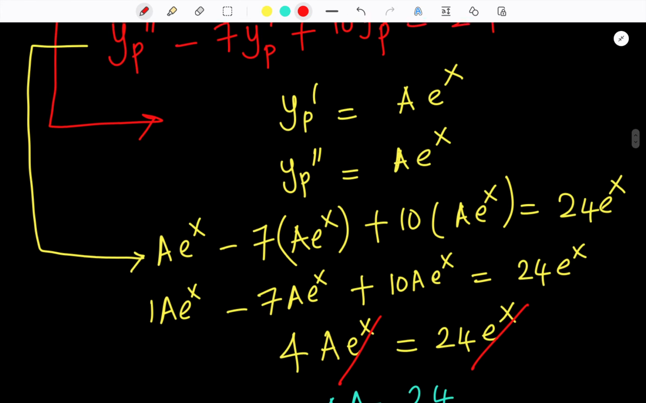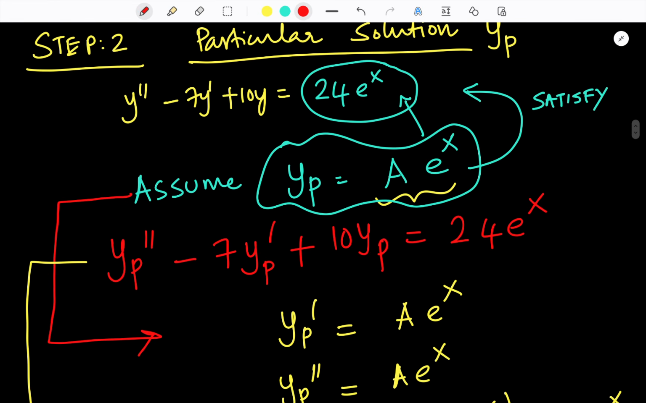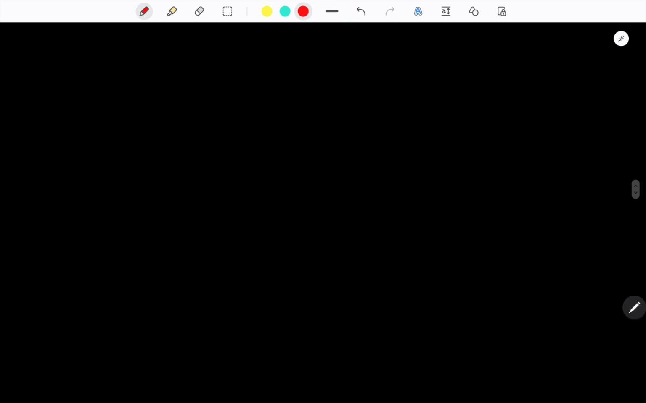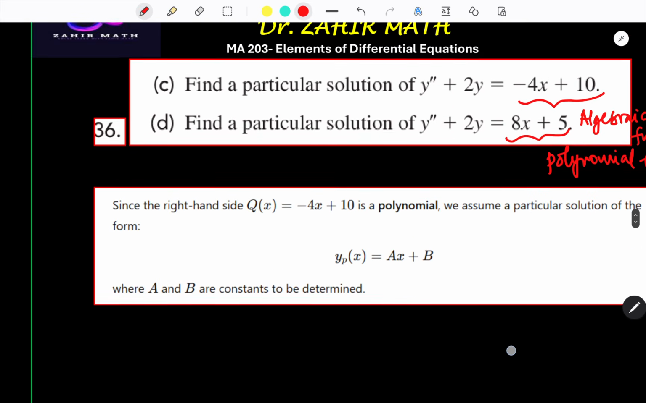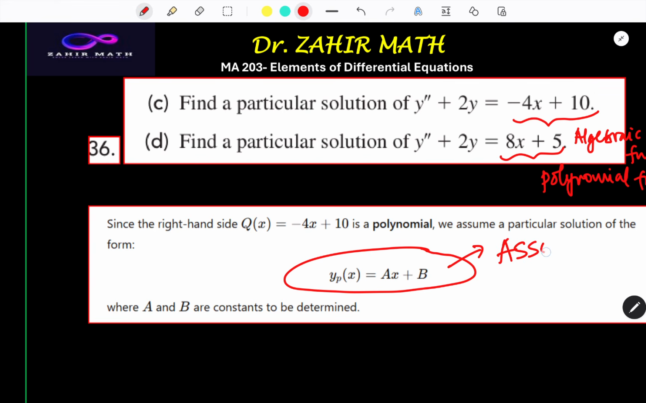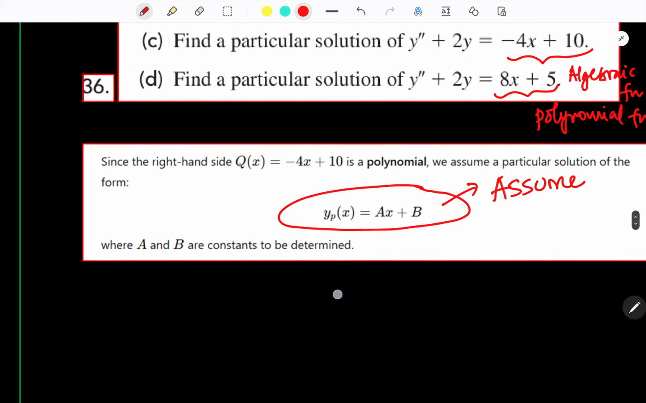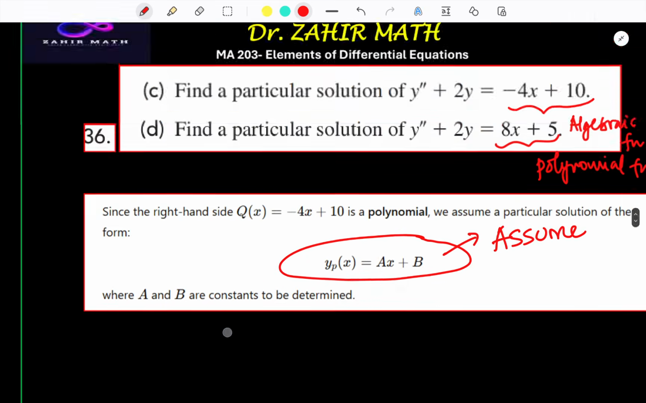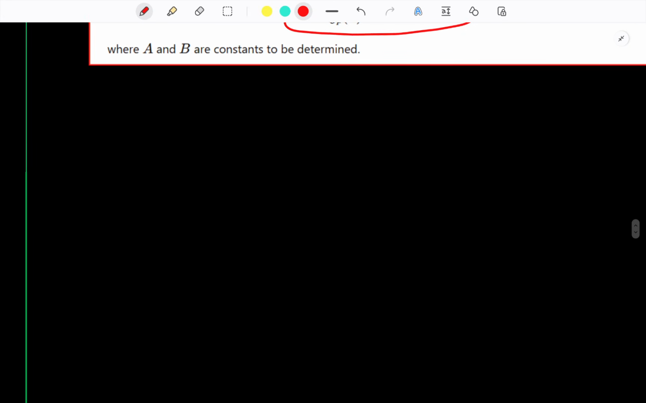So I assume the particular solution as yp equals a e power x, because the question is like this. But now the question is a polynomial function. So I have to assume the solution as yp of x equals ax plus b, right? This we are assuming. When we are assuming, it should satisfy the equation. So there are two questions. Let me go to question number C, 36C.